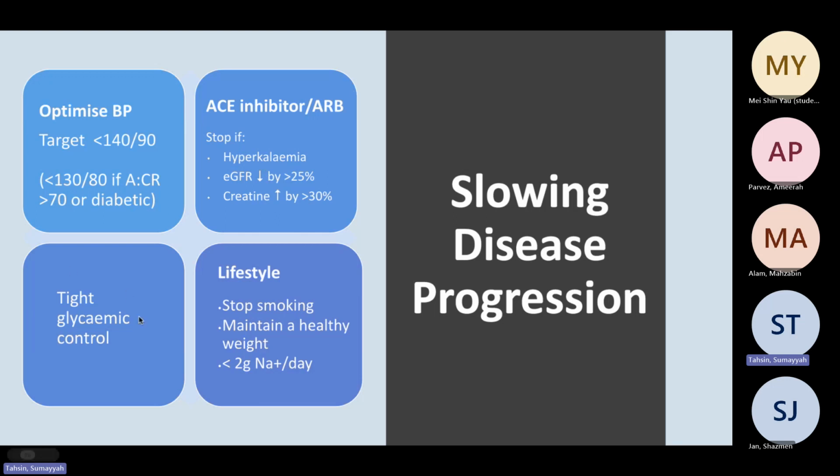We'd also ensure tight glycemic control to prevent further effects of diabetic nephropathy. And then we'd do some lifestyle management as well. So for example, stopping smoking, maintaining a healthy weight, and then ensuring that they have a low salt diet, for example, less than 2 grams of salt per day.